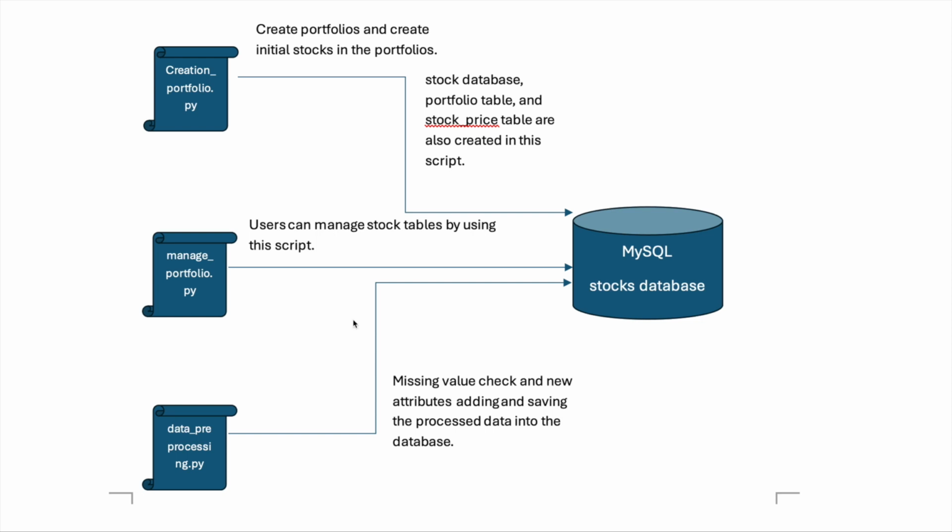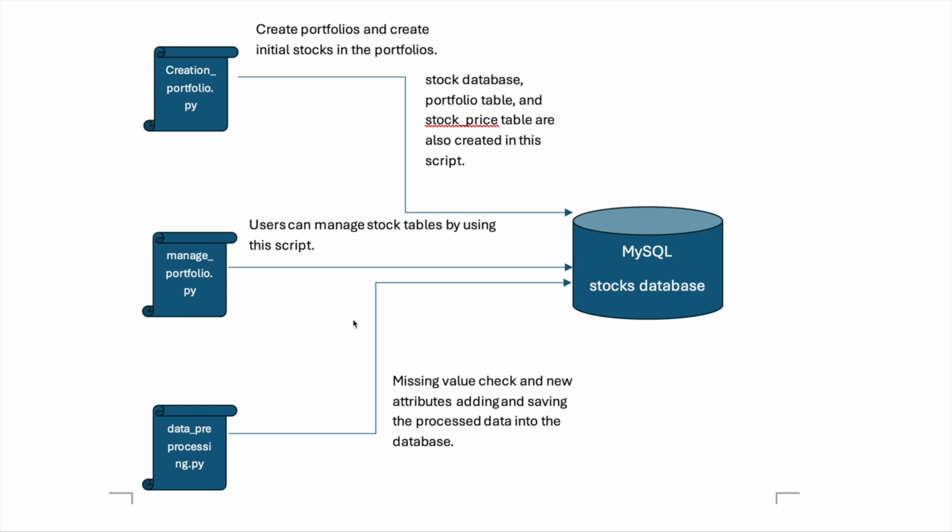In this lab, we design the stock database with three tables: the portfolio table, the stock price table, and the processed stock data table. The portfolio table has two fields, name and creation date. The stock price table has nine fields, such as ID, code, date, open, high, and other fields related to the stock. The code and date are grouped as the combined primary key because we have all stocks in this table and different stocks could have the same date. So this combined primary key can identify a unique stock record.